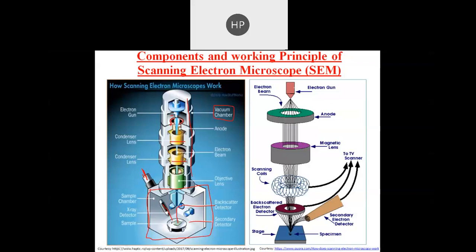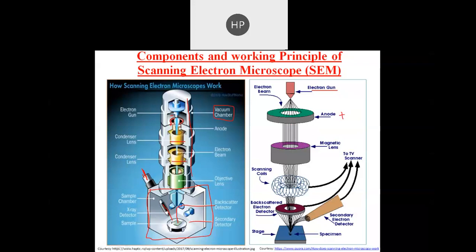This is the electron gun. This one is the actual diagram, in which we have a vacuum chamber. Now this is the schematic diagram. Here you can see the electron gun, through which the electron beams are generated, and those beams are accelerated by this anode, which has a positive charge.